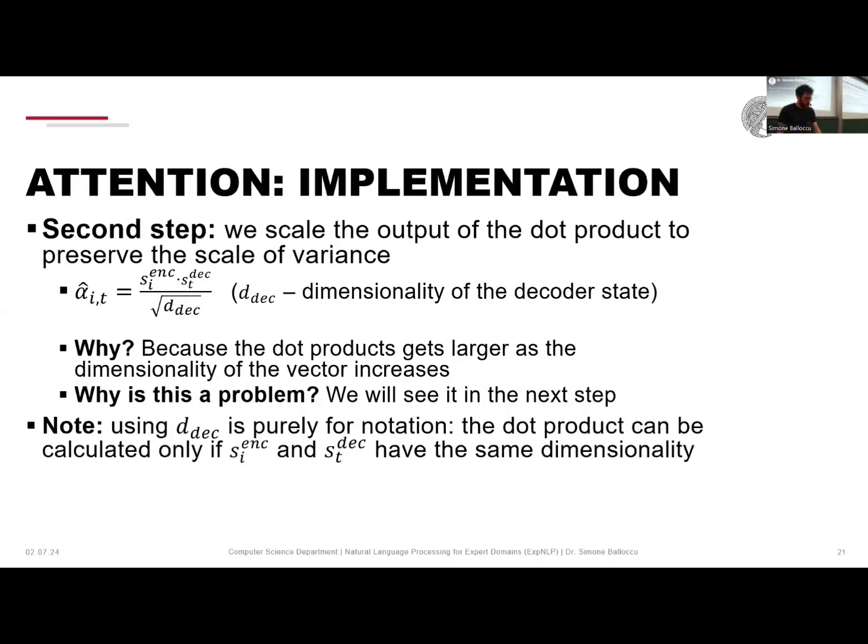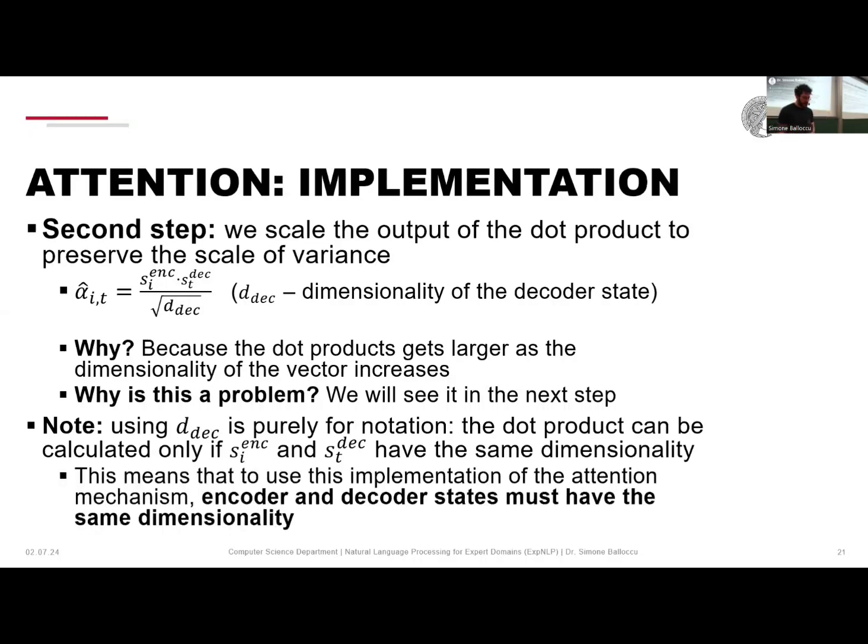Also a note, the use of d_dec here is purely for notation because, as you know, the dot product can also be done between two vectors of the same dimension, right? The same dimensionality. Which means that to implement this attention, you need the decoder and the encoder to have the same exact dimensionality. So the thing that we saw before, when you have Italian at 100 dimensions and Spanish at 50 dimensions, doesn't work now. It needs to be matched. So: dot product, then scale the dot product.